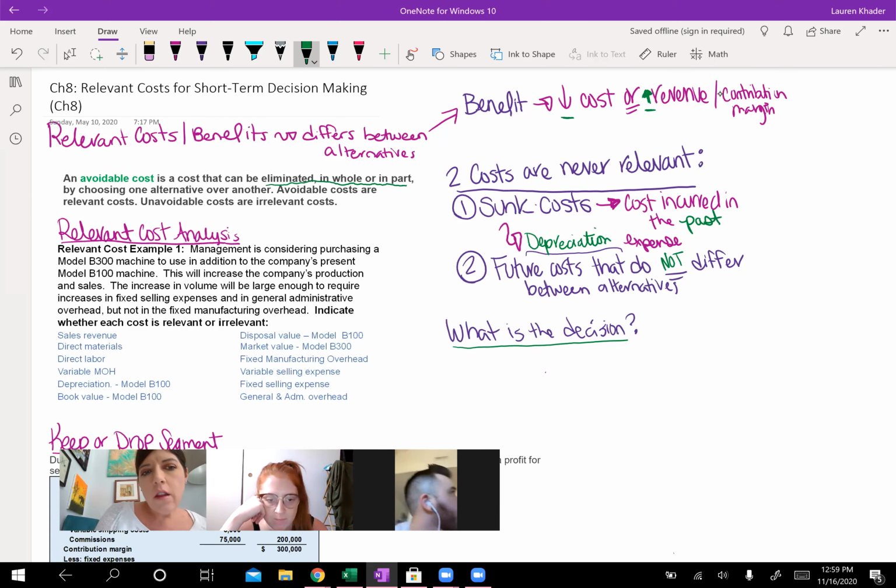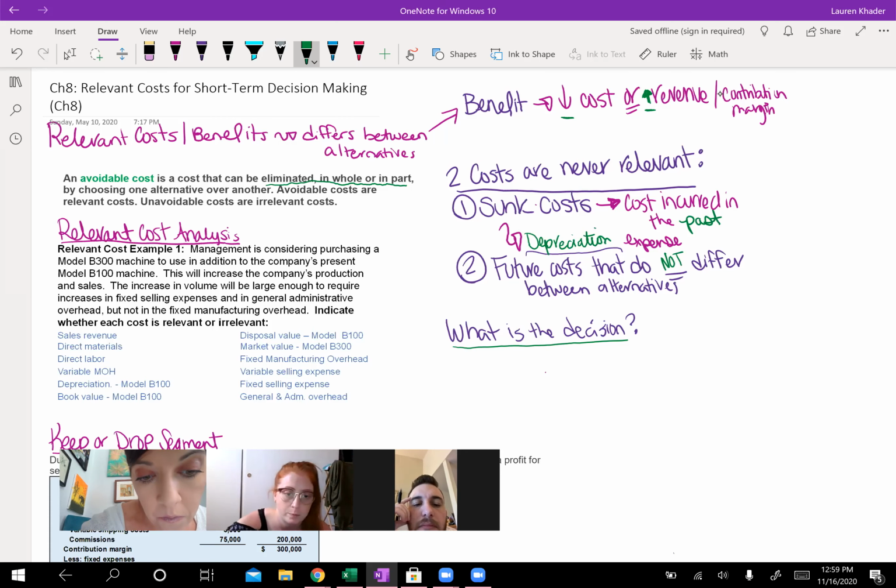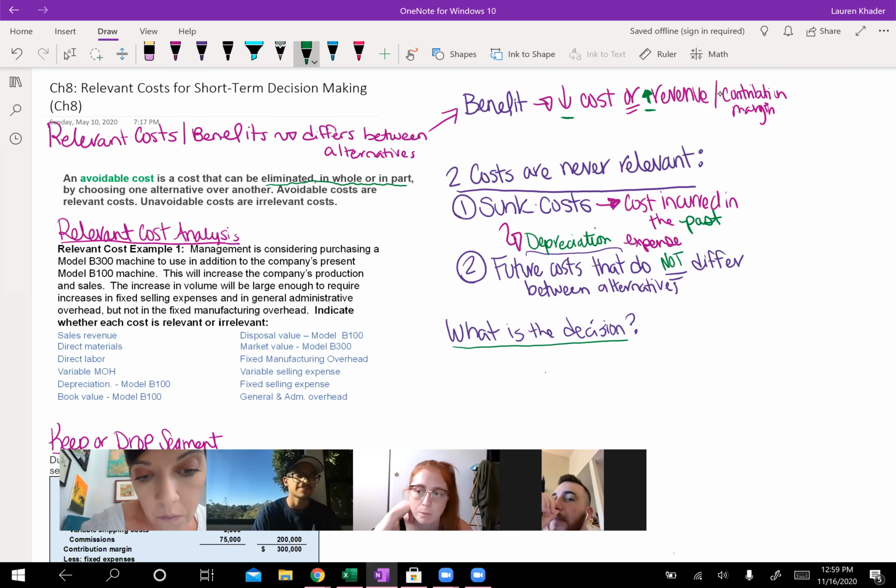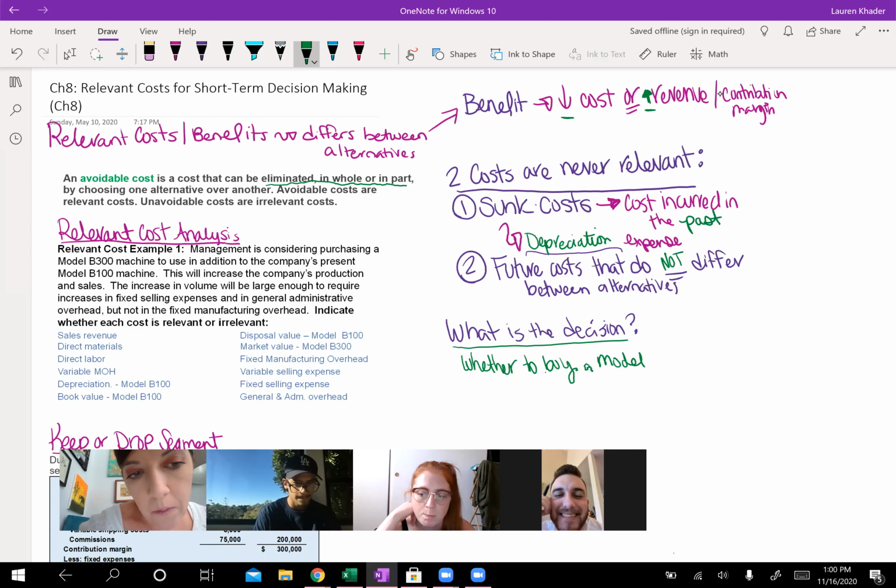What's the decision that they're making here? Whether to buy a new machine, right? Are they selling their other machine? No. Okay.